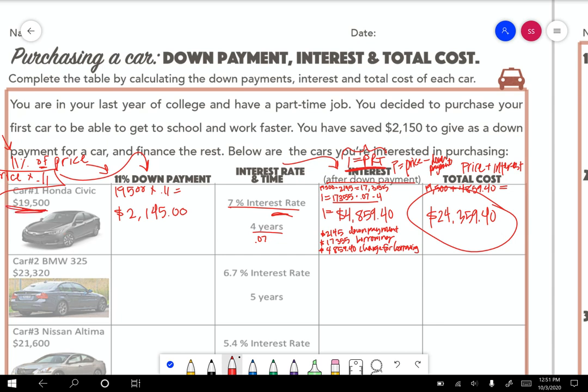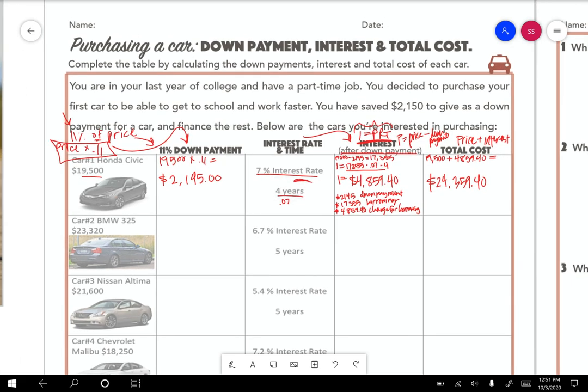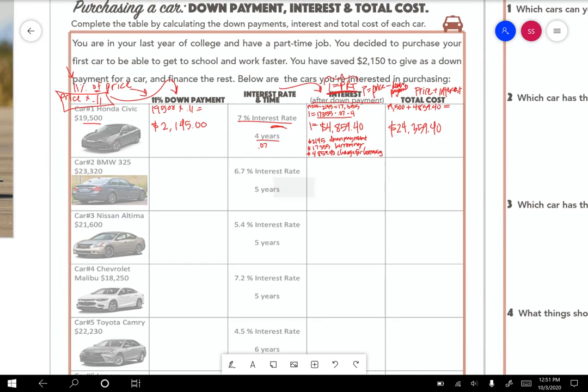So it's good to know these things and be able to compare different rates of cars, interest rates, prices of cars, and how long the loan is to see what the best deal is. Okay, so that's what we're doing for this assignment. Again, you would follow these exact same steps for each of the cars, right?